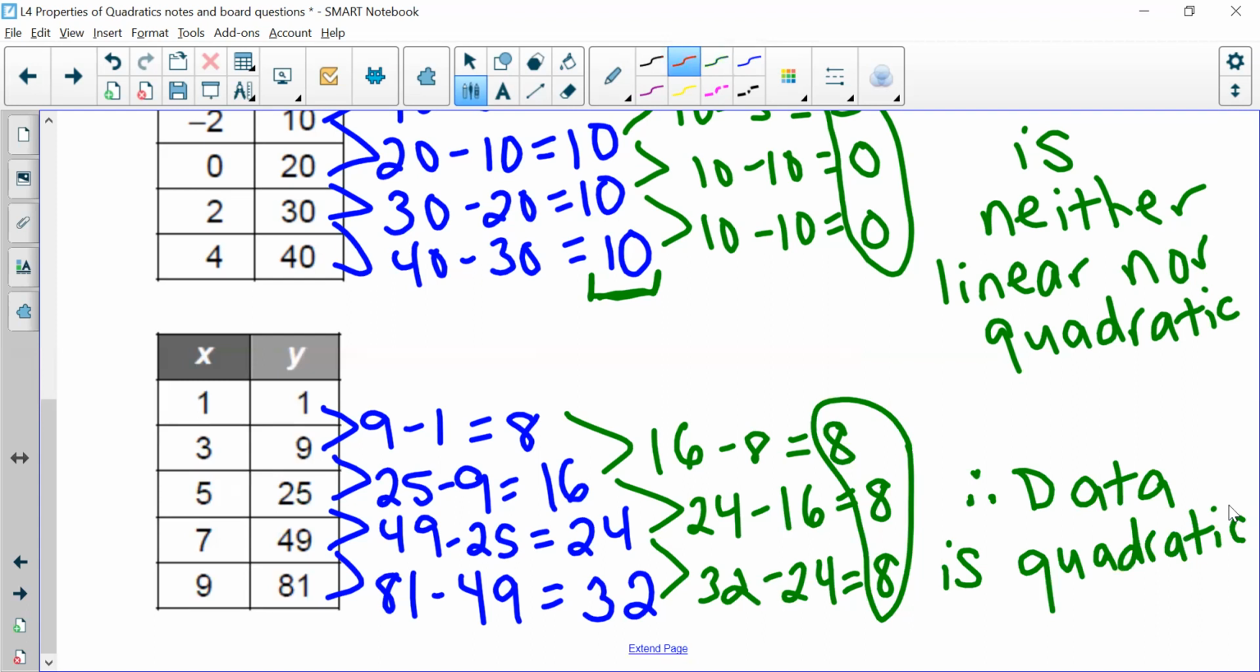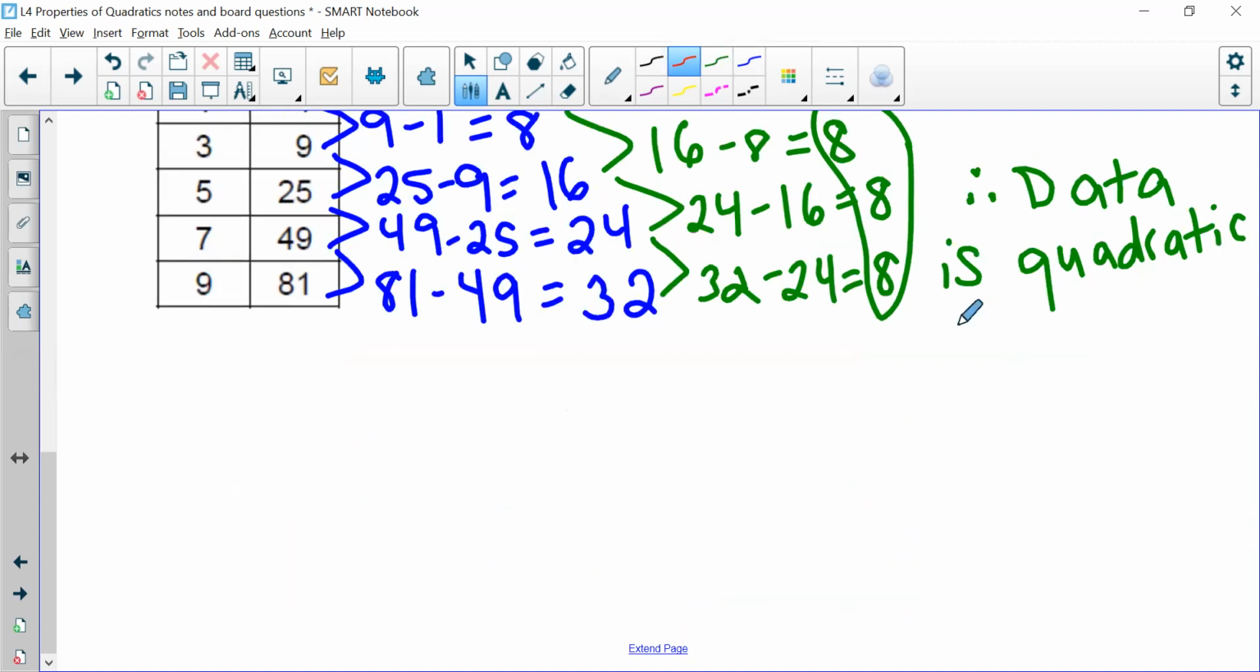Okay. So sometimes they're going to ask you to determine if it's a linear, quadratic, or neither type of relationship or function. Just based on the table of values, don't graph it, just look at the differences. Is there a pattern or not a pattern? And then make your conclusion. Any questions on first and second differences?